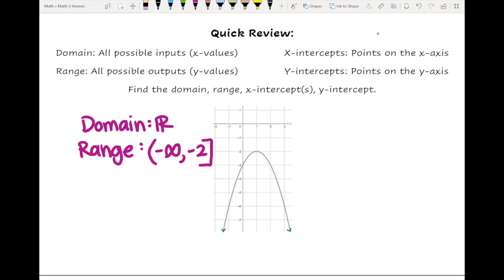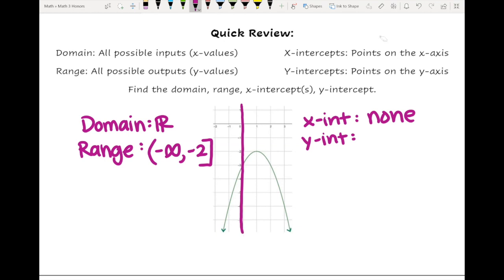And then we've got x-intercepts and y-intercepts. X-intercepts are the points that are on the x-axis, which in this case, here's my x-axis. The graph didn't actually hit the x-axis, so I have no x-intercepts. The y-intercepts are points on the y-axis. So here's our y-axis, and it looks like it hit the y-axis once at this specific point right here, (0, -3).